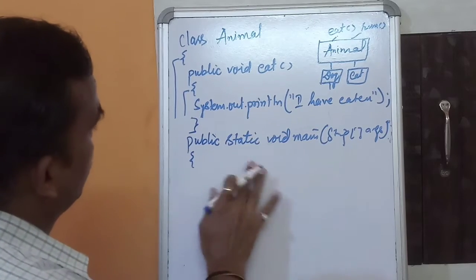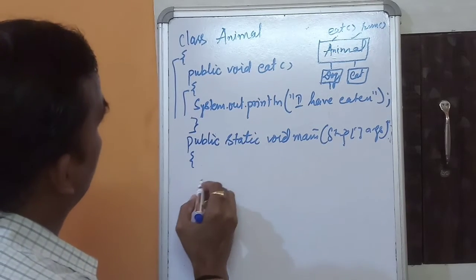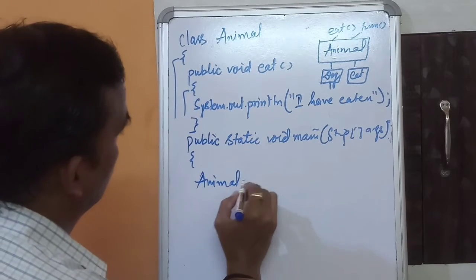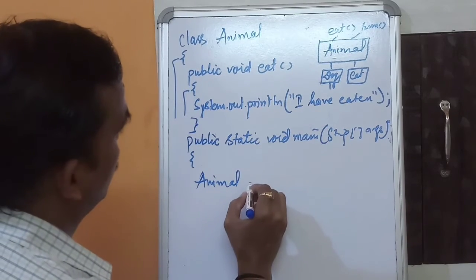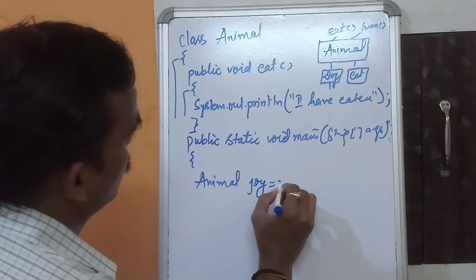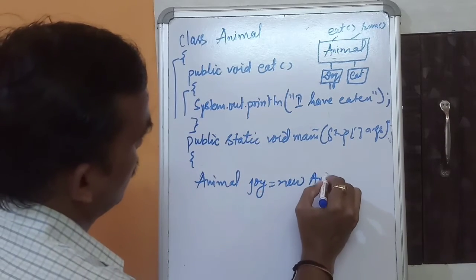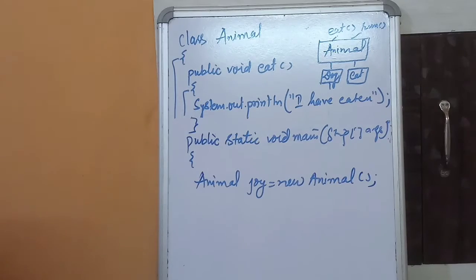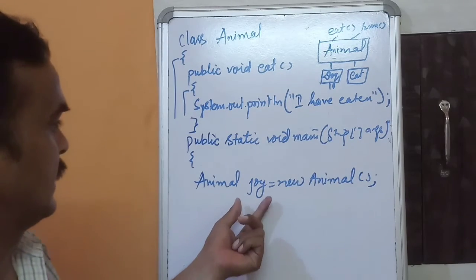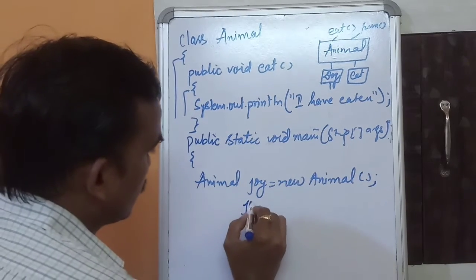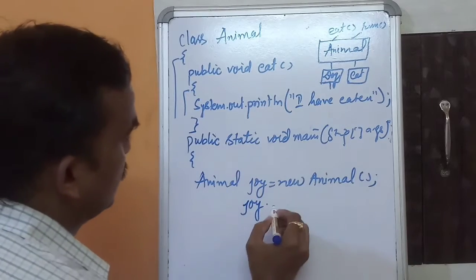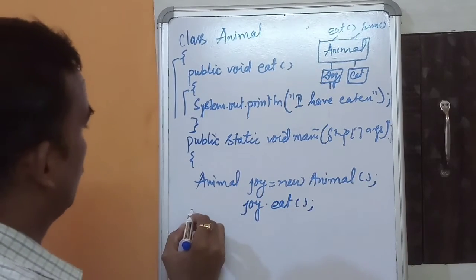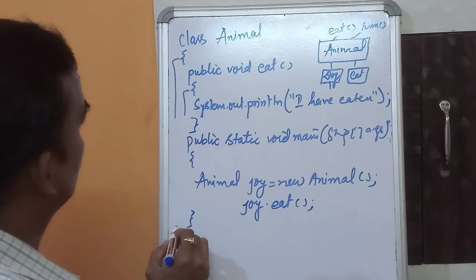Here, just making an object of the class Animal, and joy equals new Animal. So I am creating an object, that is joy, that is accessing the method eat using the dot operator. Simple. Okay. Now that is one method, that is one class.